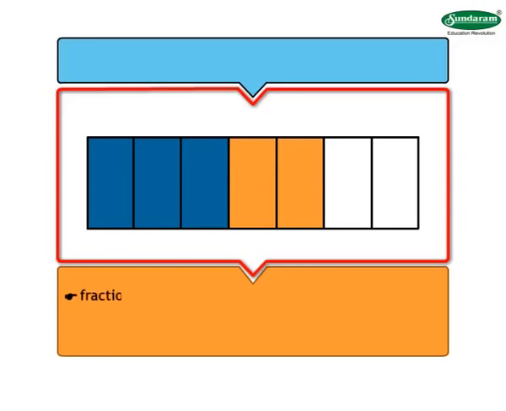Thus, in the fractions 3/7 and 2/7, 3 and 2 are the numerators. 7 is the denominator. Thus, to add 3/7 and 2/7, we have to add the numerators 3 and 2 only. Write 7 as the denominator of the fraction. Thus, 3/7 plus 2/7 is equal to 3 plus 2 the whole upon 7, is equal to 5/7.